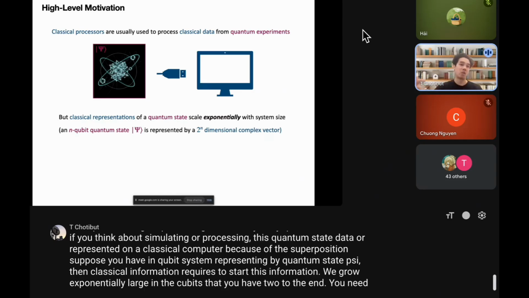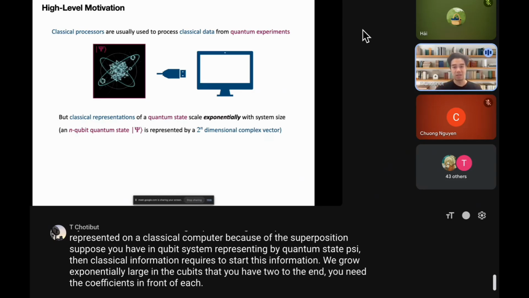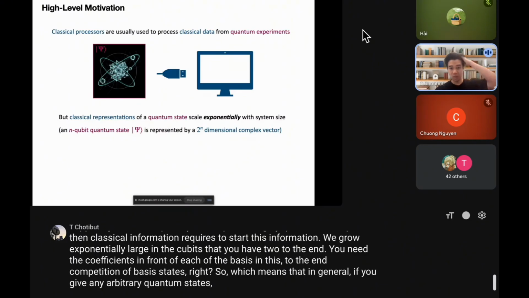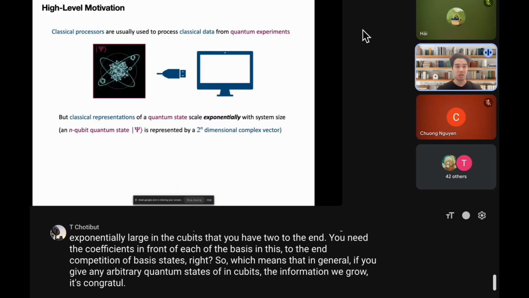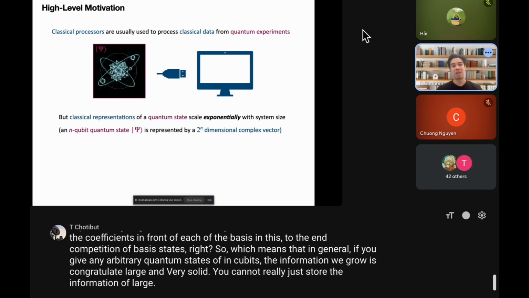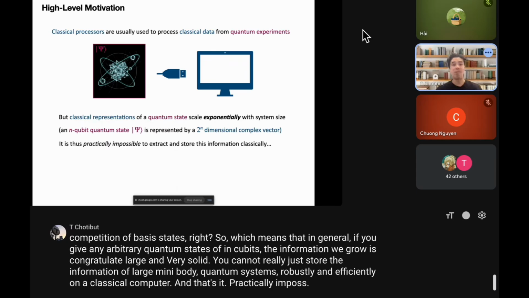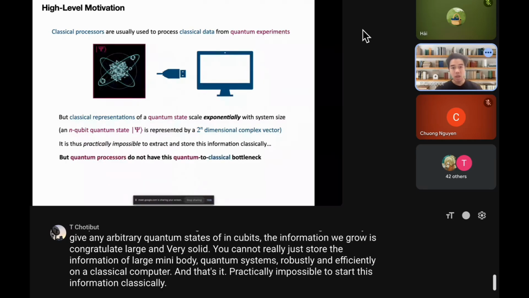You need the coefficients in front of each of the bases in this 2 to the n computational basis states, right? So which means that in general, if you give any arbitrary quantum state of n qubits, the information will grow exponentially large, and as a result, you cannot really store the information of large many-body quantum systems robustly and efficiently on a classical computer, and thus it's practically impossible to store this information classically.